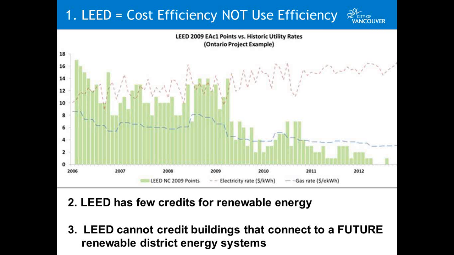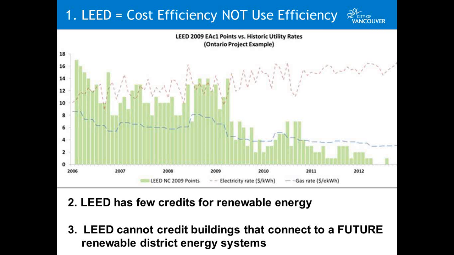So whereas you can score, I think, upwards of 19 points for energy efficiency, you can only score, I believe, 7 for renewable energy at a maximum. So that's a big challenge. So buildings that connect to a low carbon district energy system don't get very many points within the LEED system.